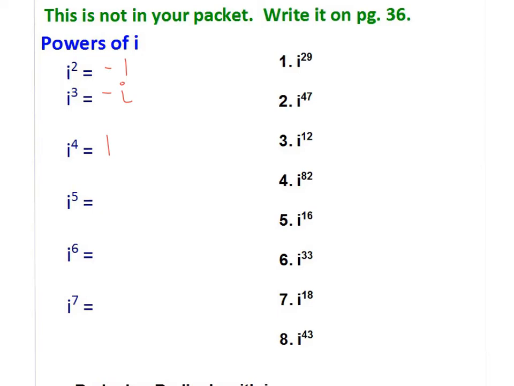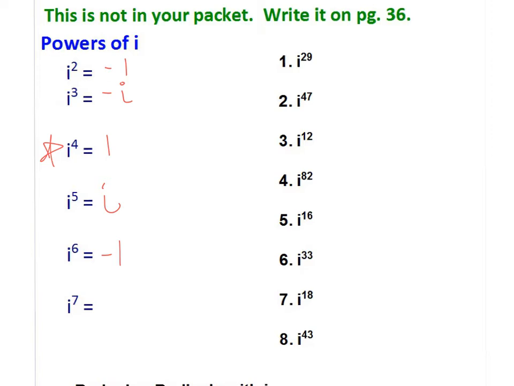And really, that i to the fourth, that's going to be our key one. We're going to keep going back to that. i to the fifth is i. i to the sixth was -1. So let's do i to the seventh. Since i to the fourth equals 1, that's going to be our go-to.